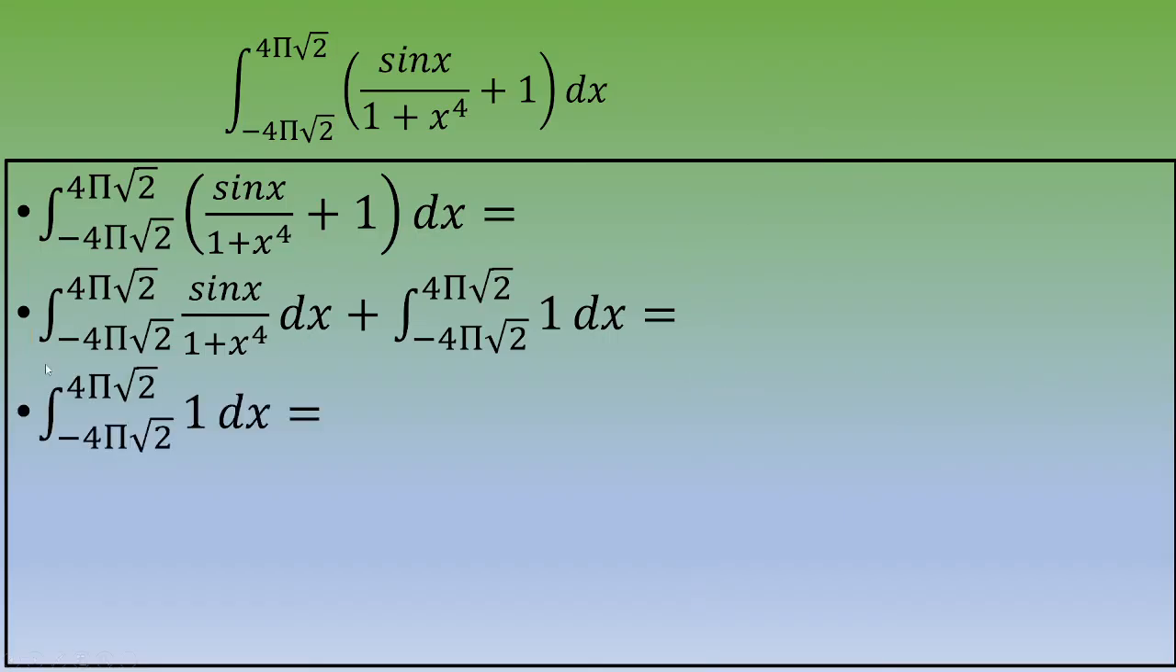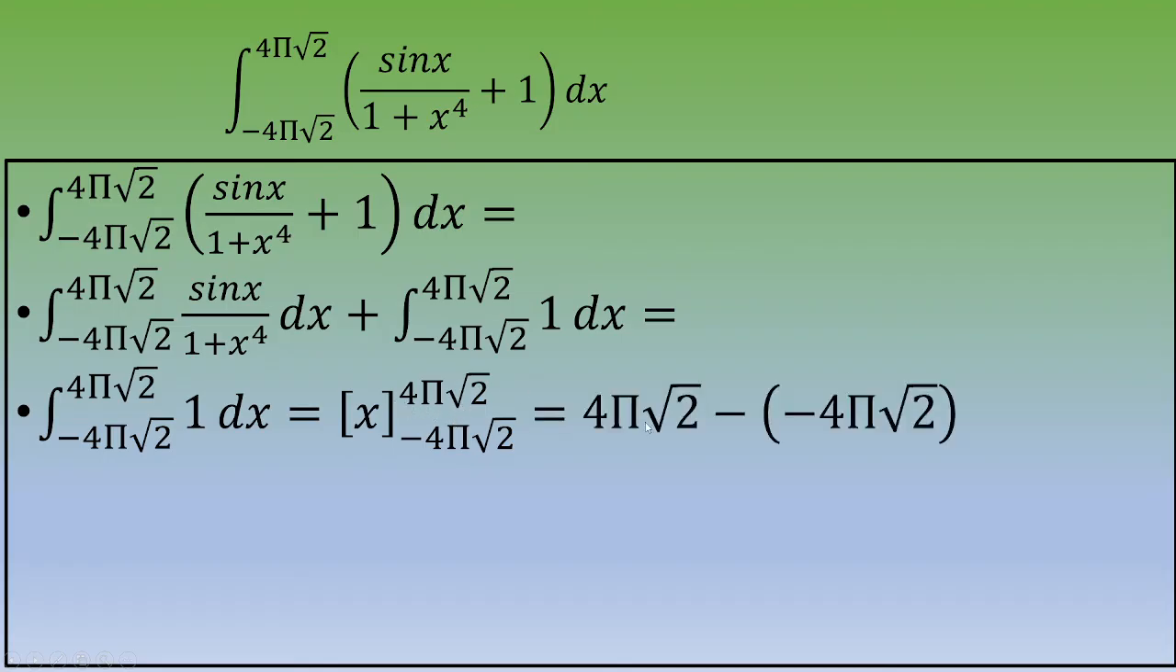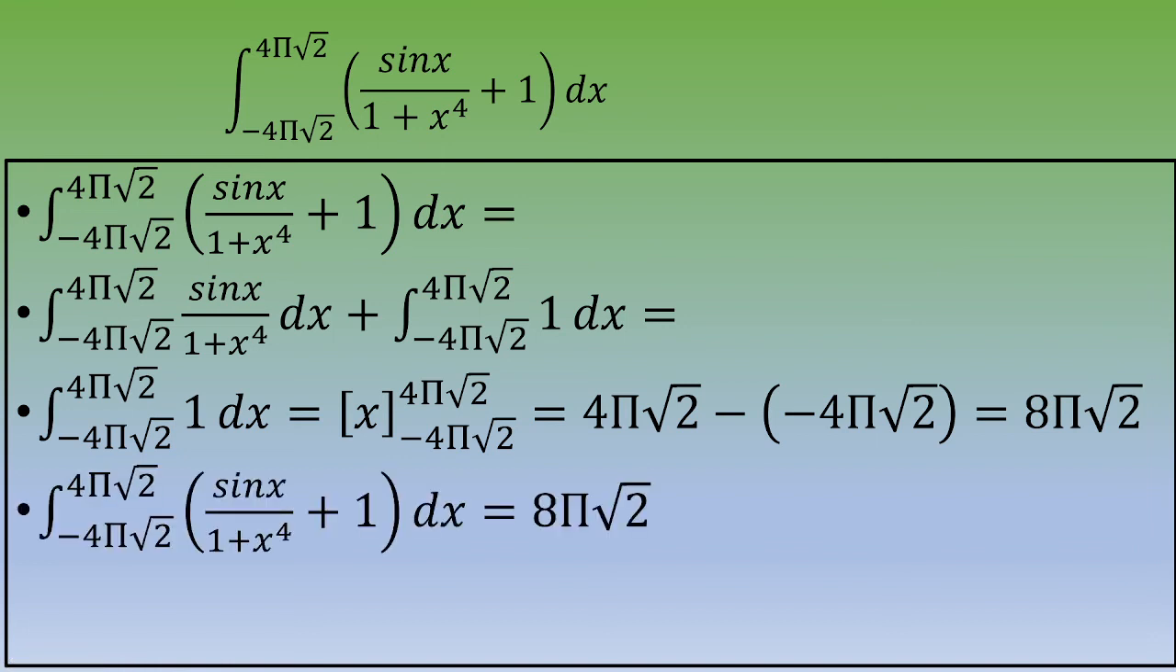So now we're going to calculate the integral from negative 4 pi square root of 2 to 4 pi square root of 2 of 1 dx. This is x between negative 4 pi square root of 2 and 4 pi square root of 2. This is 4 pi square root of 2 minus negative 4 pi square root of 2. Minus negative is a plus, and 4 plus 4 is 8. So we end up with 8 pi square root of 2. So this is the final answer.